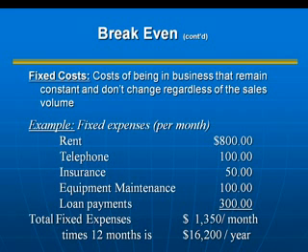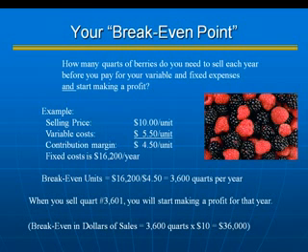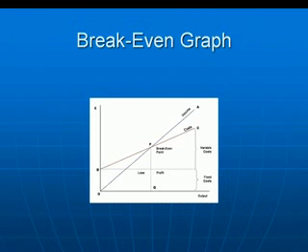Again, we've already talked about fixed costs typically remain constant regardless of how much you sell. And so we have a list of those, and those total $1,350 a month, or $16,200 a year. So how many berries do we have to sell in order to break even? If our average price is $10 per unit and our contribution margin is $4.50 a unit, we divide the total fixed cost by that contribution margin, and we come up with 3,600 quarts per year.